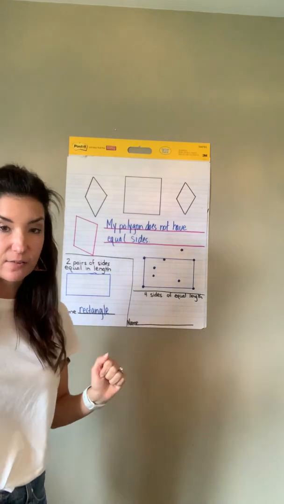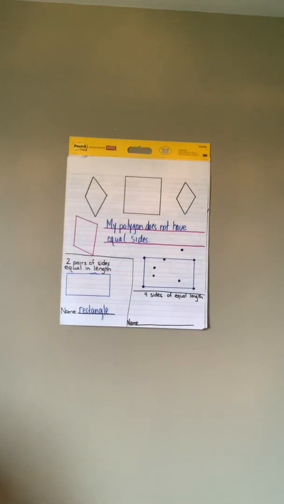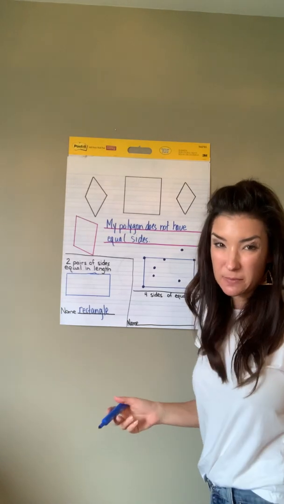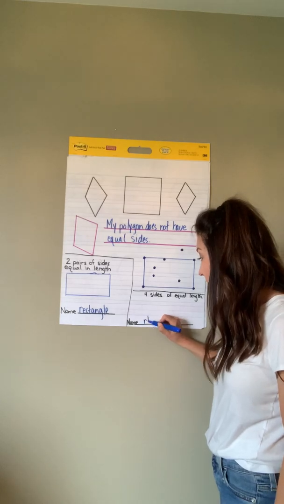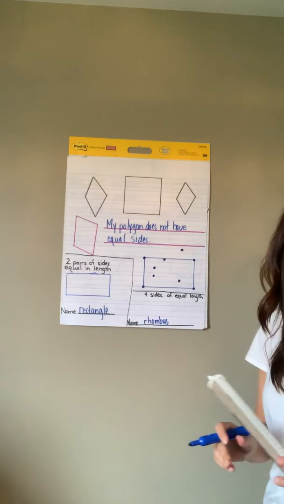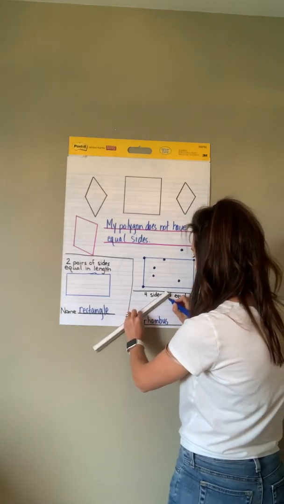4 sides of equal length. It doesn't say that it has to have 4 right angles. So it's not going to be a square. It is going to be a rhombus. Good job. So 4 sides of equal length. And I'm going to make this one a little bit smaller because I'm short on space here.